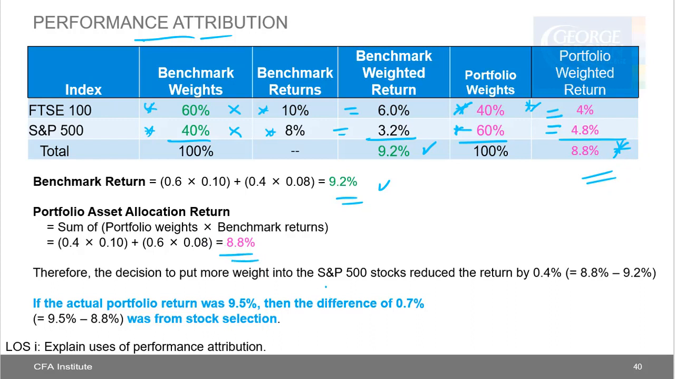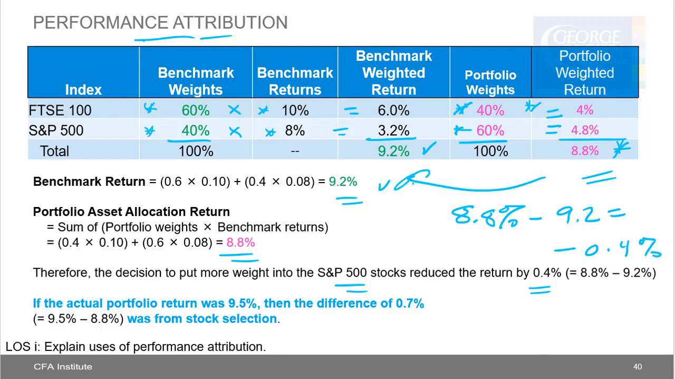So therefore, the decision to put more weight in the S&P 500 reduced the return by 0.4%, because you can see the benchmark return was 9.2%, and the return to the portfolio was 8.8%. So 8.8% return to the portfolio minus the return to the benchmark 9.2%, and you can see that it's negative 0.4% underperformance versus the benchmark.